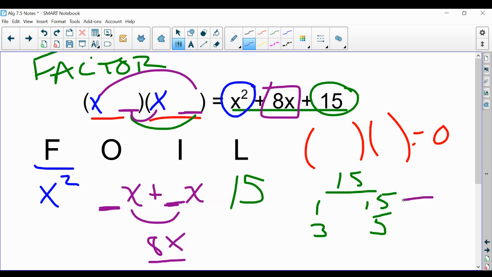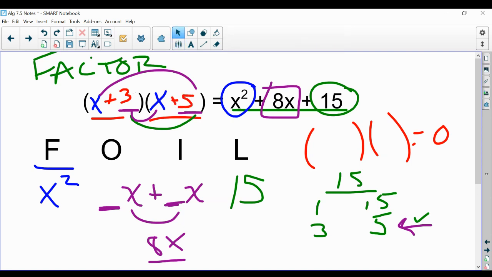So now I'm going to go back and look at these factors of 15. Which one will I use where my factors add up to 8? 1 and 15, they add up to 16. But 3 and 5, hey, that works. That adds up to 8. So I think our best bet is to say this is going to be a plus 3 and this is going to be a plus 5. And actually, if you switch those, it doesn't really matter. We should get the same answer regardless.